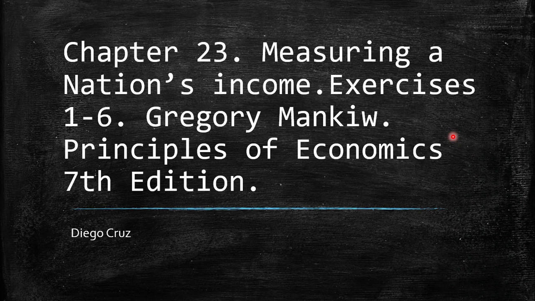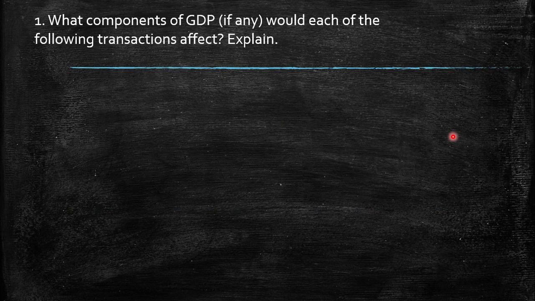We're going to try to develop exercises 1 to 6 of chapter 23, Measuring a Nation's Income. Remember, this is a book by Gregory Mankiw, Principles of Economics. The first question says, what components of GDP, if any, would each of the following transactions affect? Explain. The first is the situation where a family buys a new refrigerator.